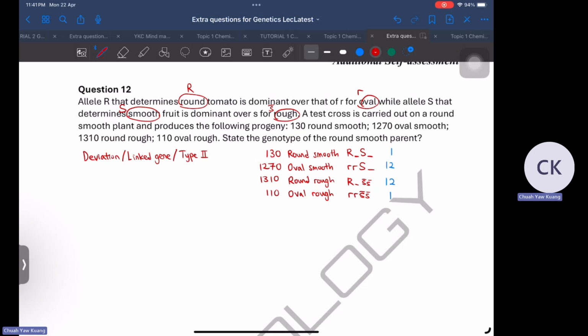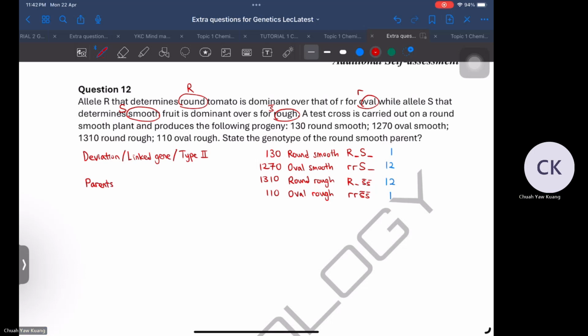Okay, then lastly, step 4 would be finding the phenotypic ratio or the genotypic ratio. So that is basically the type 2 method. Okay, so done with this already.